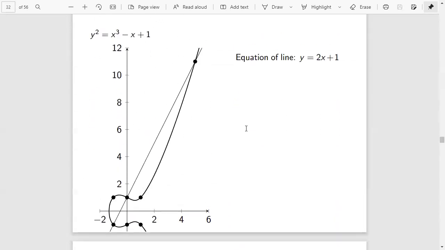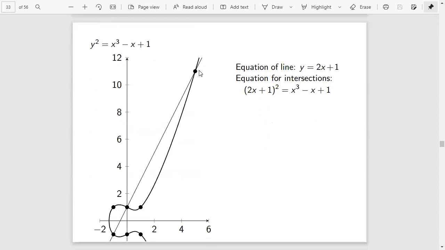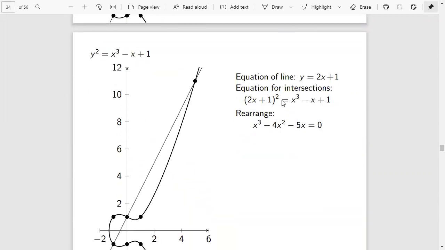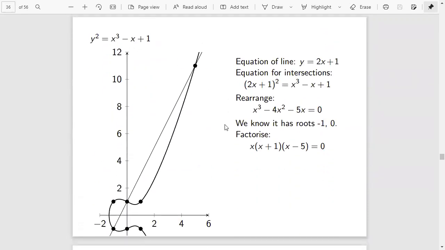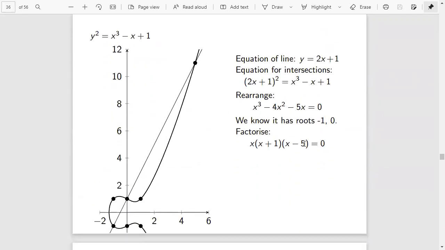So I actually did this for this example. This particular line is y equals 2x plus 1. We substitute in the equation of the cubic, the curve. We get this cubic equation for x. I rearrange it like this. And I know that this cubic has roots x equals -1 and x equals 0, so I can factor those out. And I get (x plus 1) times x times (x minus 5). So this 3rd point of intersection has x equals 5.